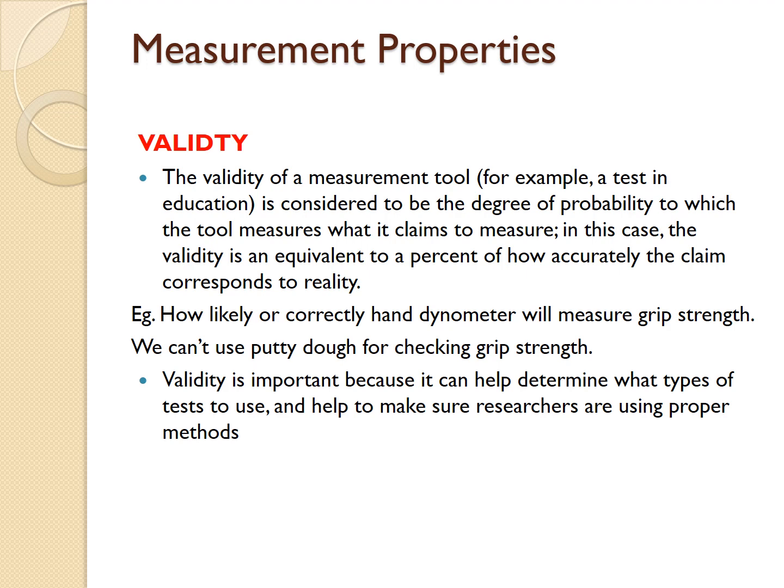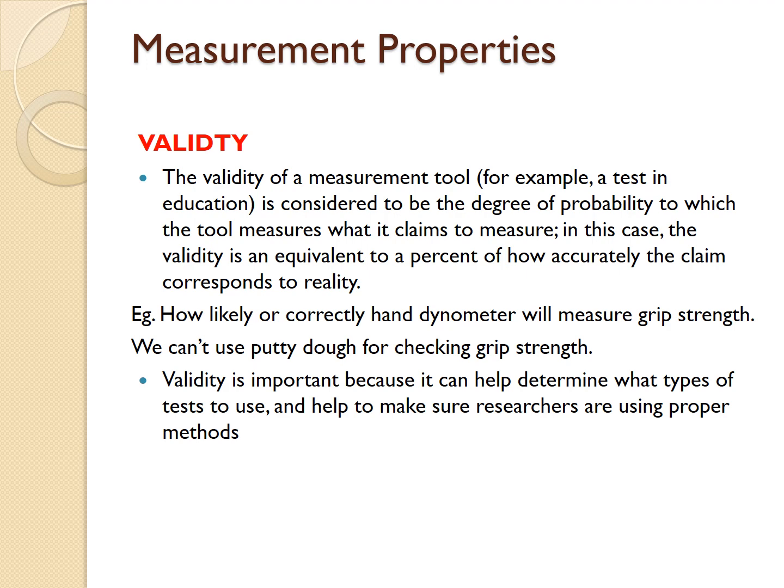But we can't say the same thing when we use a putty dough to check the grip strength. We don't know what the grip strength is depending on the different types of putty. All we know is that different colors offer different resistance, but we don't know how much the grip strength is based on the putty color. So basically, it is the degree of probability to which the tool measures what it claims to measure. How correctly it measures, how accurately it measures what we want to measure.